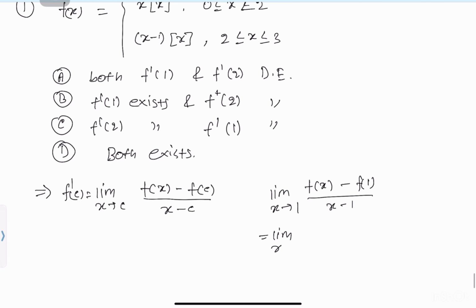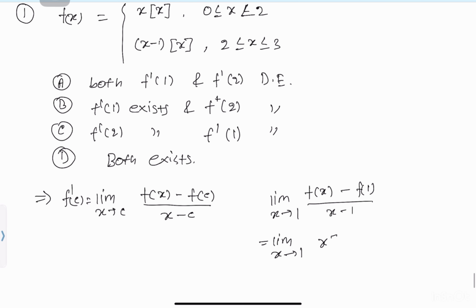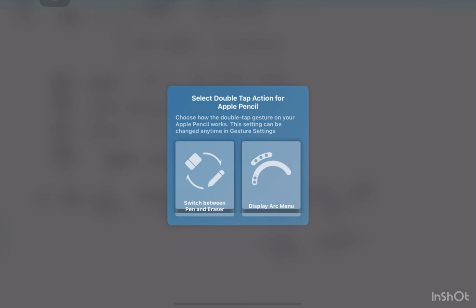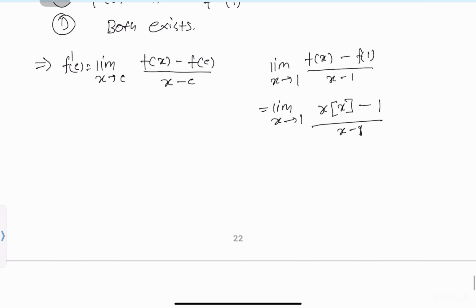Limit x tending to 1, f of x value corresponding to the case of 1 should be x box x, minus f of 1, which is 1 into box 1, that means 1, by x minus 1. Clear? Now this is my limit. So this limit breaks into two sides, left hand limit and right hand limit. If they are both equal, then you can say that the limit exists and is finite.